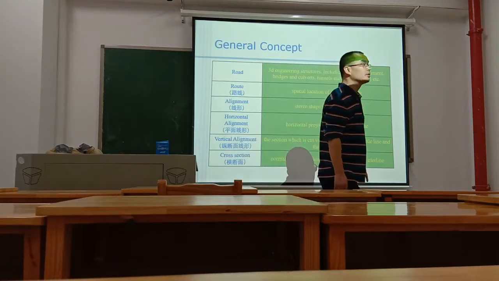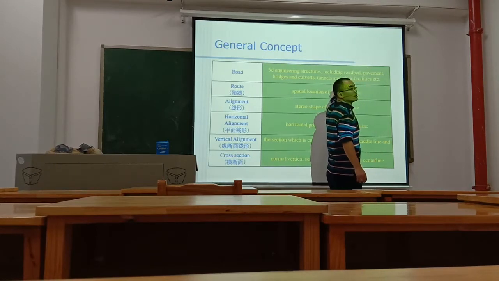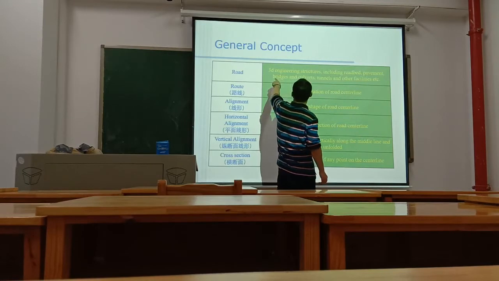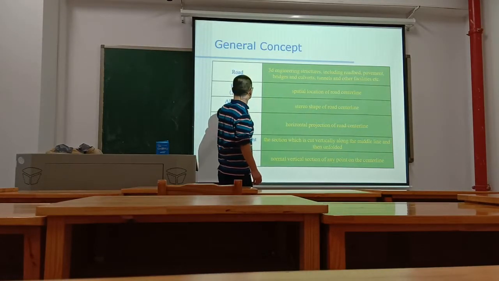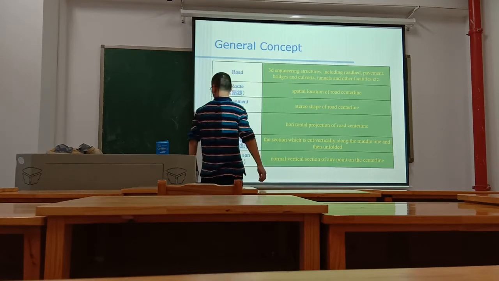Which point did you speak about last time? Road. What's road? Well, I think of the general concept of which chapter. A general concept is just ten. Okay.